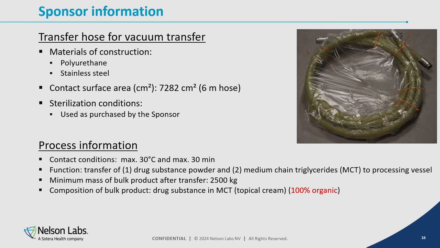Process conditions for this hose during the use and the process are maximum 30 degrees Celsius with a contact time of less than half an hour. And the hose is used to transfer a drug substance powder into a large processing vessel, and the powder is actually a solid material, but after transfer of the powder there is also transfer of medium chain triglycerides, which are actually a liquid, and because of that we took this test item also in consideration for testing according to USP 665.